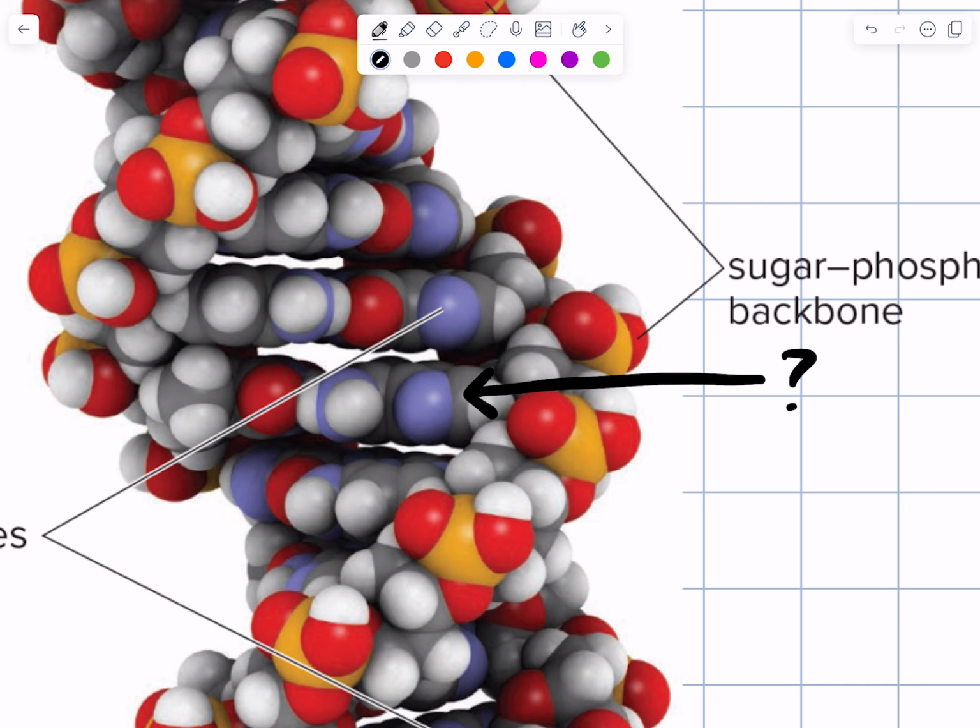Just so you know, by the way, in this space-filling model, nitrogens are blue, oxygens are red. That's going to be backwards from the color scheme I chose in our drawing, so good luck with that. Sorry.